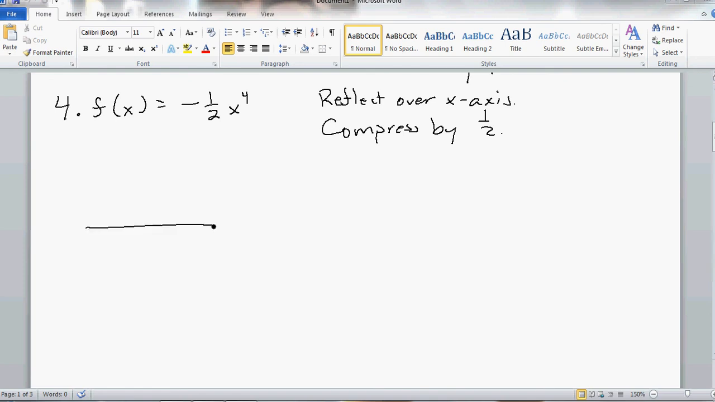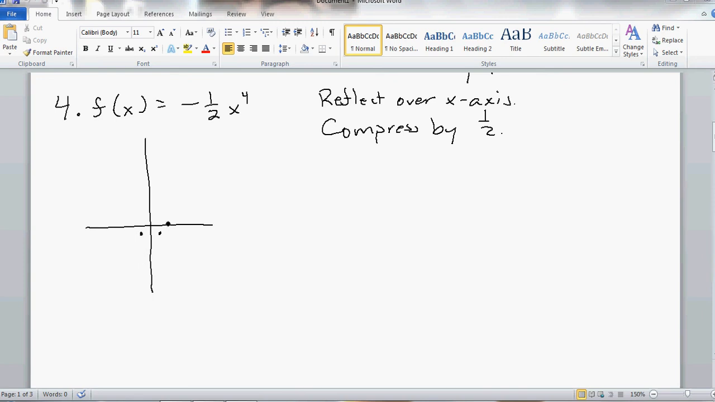So I start out, normally I'd have 0, 0, reflect it, it's 0, 0, and compressed by 1/2, it's 0, 0. So our new axis is going to be here. The only thing is everything's going to be reflected over the x-axis. So we start out 1, 1, reflect it, and then compress it by 1/2. So that becomes 1, negative 1/2. Negative 1 becomes negative 1/2.